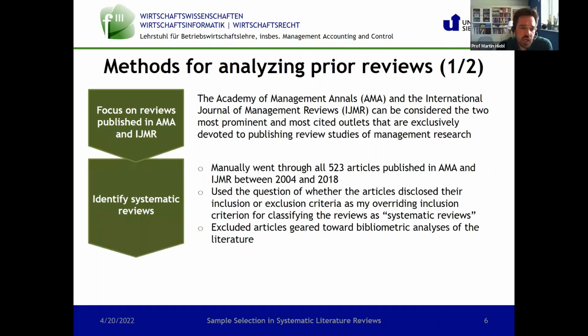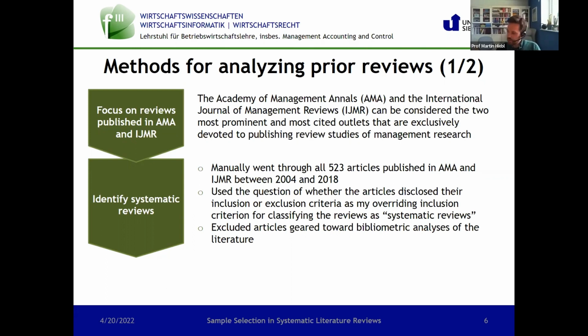I think the Academy of Management Annals is still the number one journal in terms of impact factor in the management field. And then I tried to identify systematic reviews within those two journals, reviews published between 2004 and 2018. So I excluded everything before 2004 because 2003 was the year when the Tranfield et al. paper was published. And just to check the robustness of this choice, I also searched for IJMR articles published before 2004 for words such as systematic, but I didn't find any of these. So I think it's pretty safe to assume that only starting with 2004, systematic reviews really appeared in those two journals.